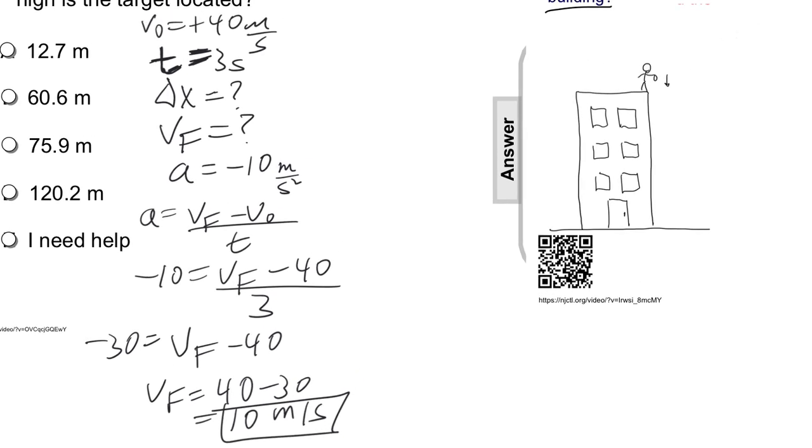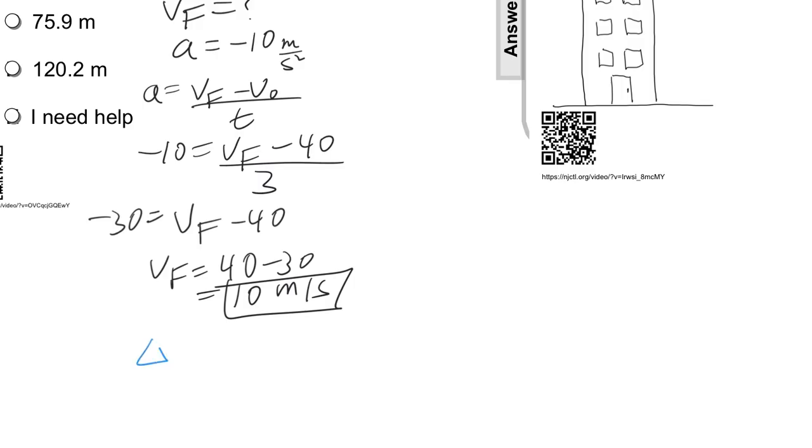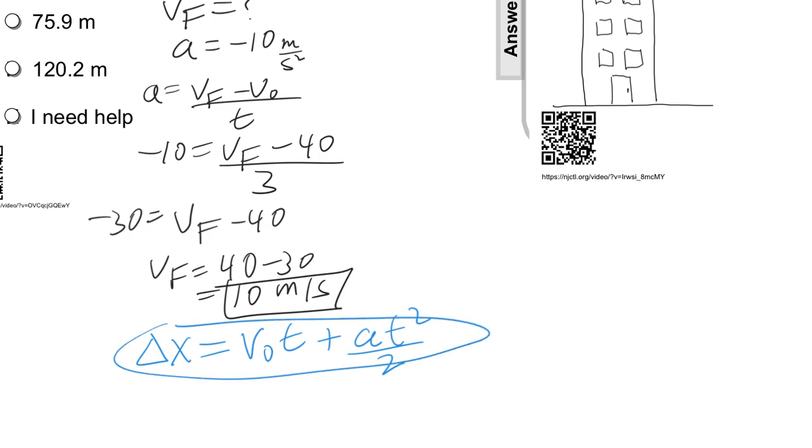Okay, now I can do the rest. Find delta x, really delta y. VOT plus AT squared over 2. Oh shoot, I could have done that before. Crud. Okay, so I'll do that in a moment. That would be a shorter way of doing it. I'll save that, but let's continue my train of thought.